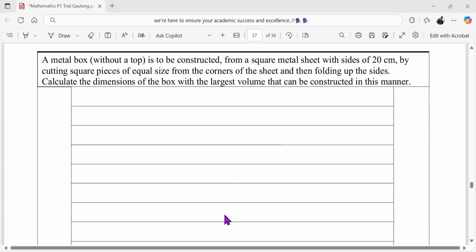A metal box without a top is to be constructed from a square metal sheet with sides of 20 centimeters by cutting square pieces of equal size from the corners of the sheet and then folding up the sides. Calculate the dimensions of the box with the largest volume that can be constructed in this manner.